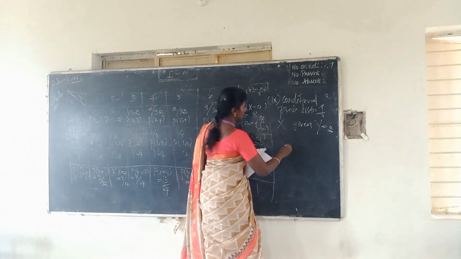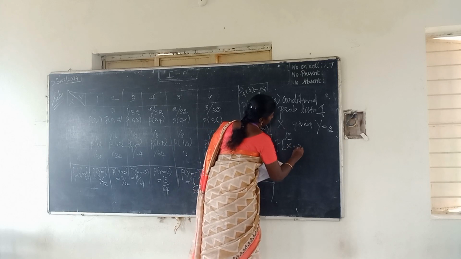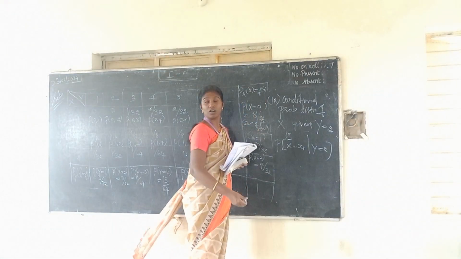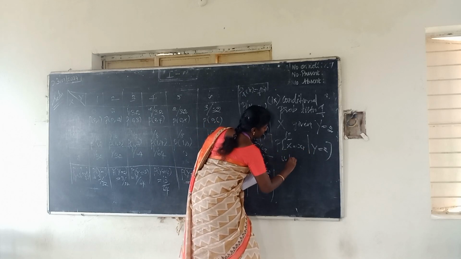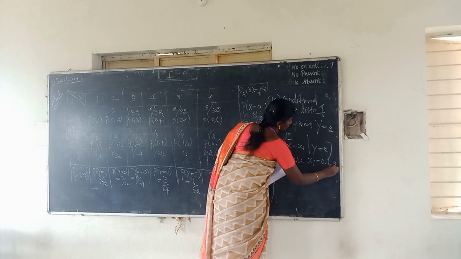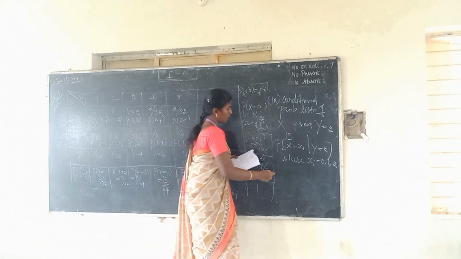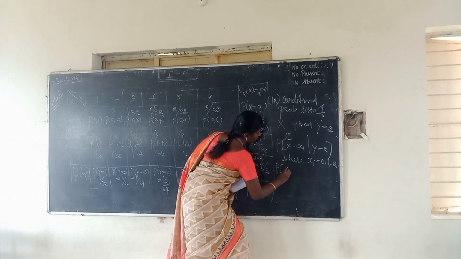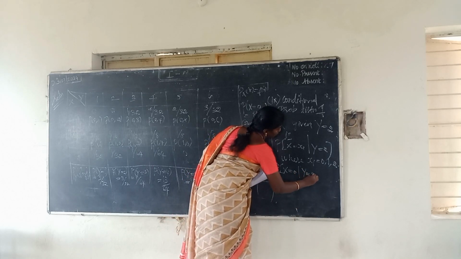So now I am telling you, P of x equal to xi given y equal to 2. Everyone write it on chart. P of x equal to xi given y equal to 2, xi equal to 0, 1, 2. Okay? Now, first, xi equal to 0 we are going to find. P of x equal to 0 given y equal to 2.